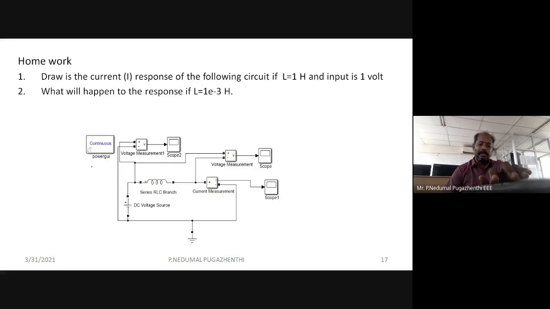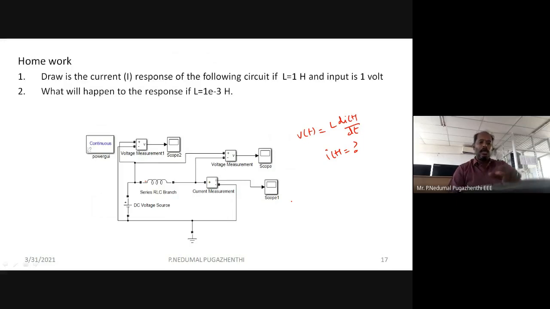You write an equation. What is the equation? The voltage V of t is equal to L into di of t by dt. Try to solve it and get what is I of t.